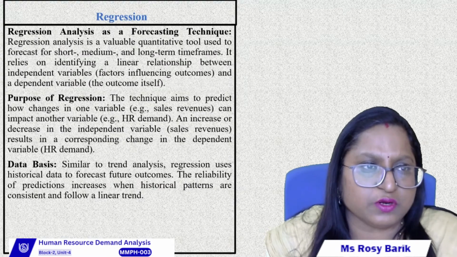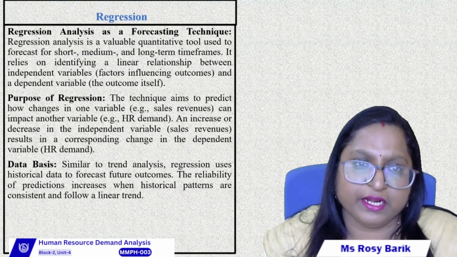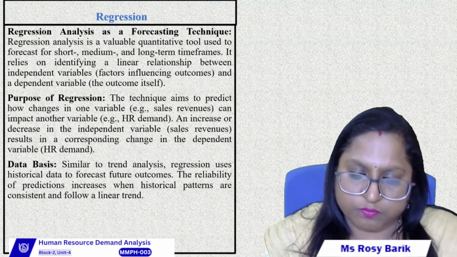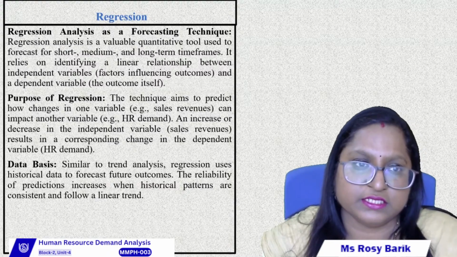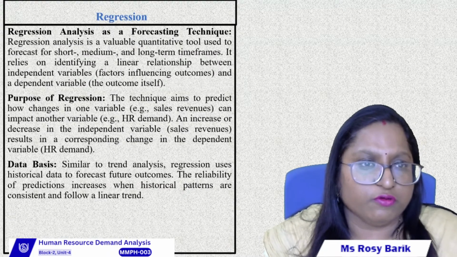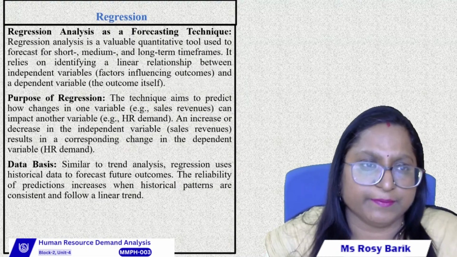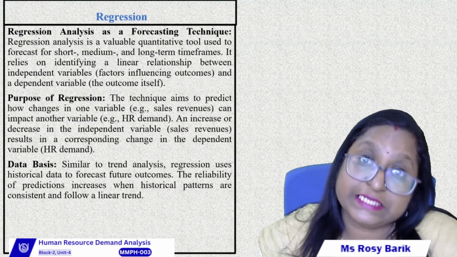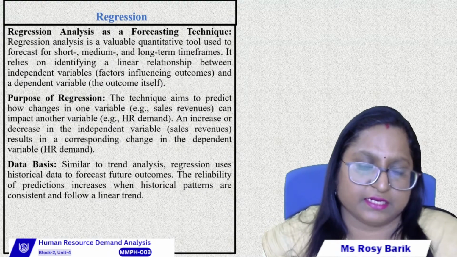So it relies on identifying a linear relationship between independent variables and the dependent variables. For calculating the regression analysis, we should know which are coming under the dependent variable and which are coming under the independent variable. Here the independent variables are factors influencing the outcome, whereas dependent variables are the outcome itself.